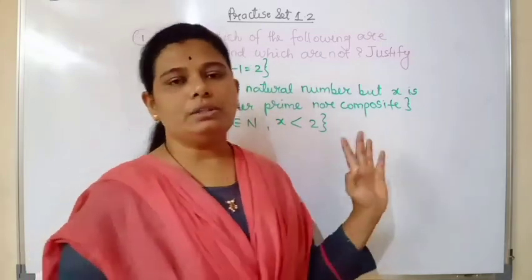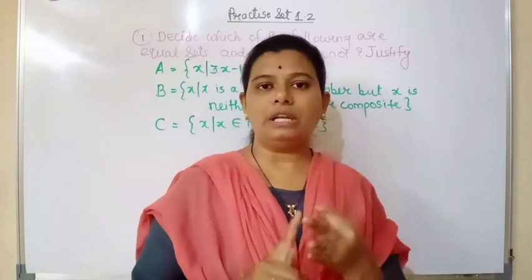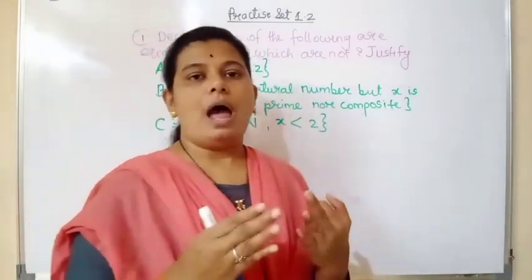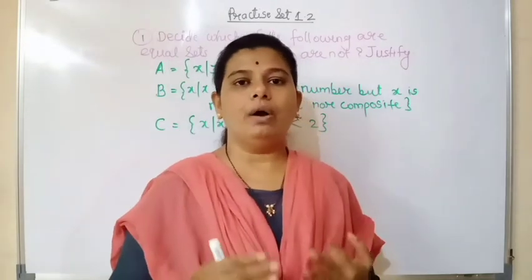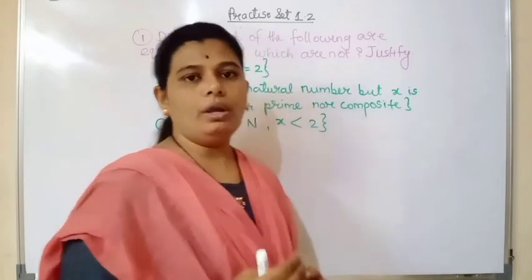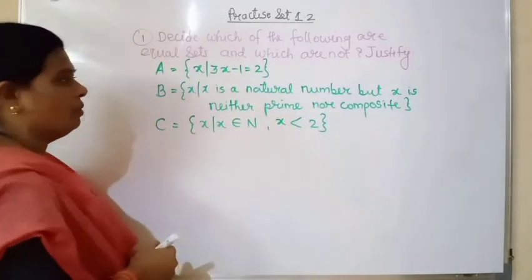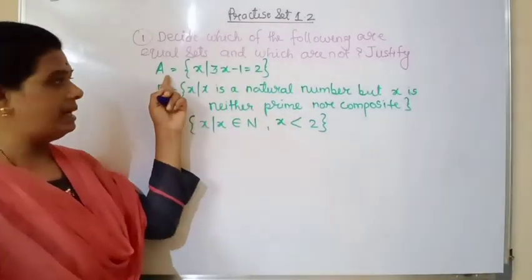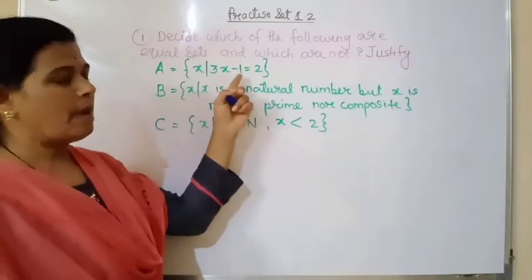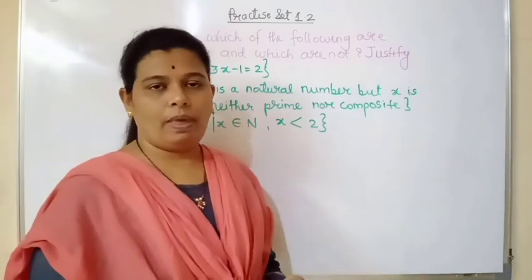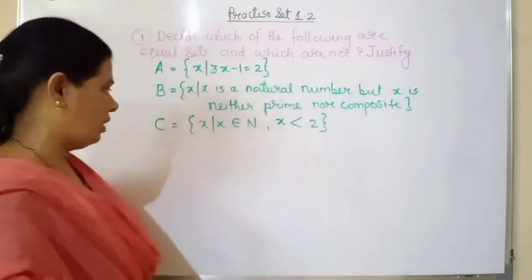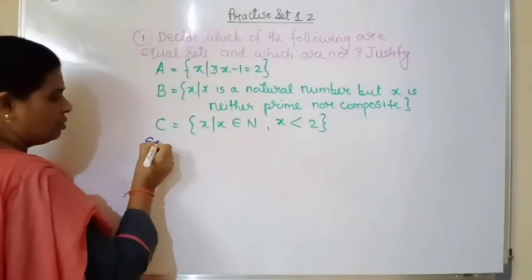Now here in this question they have given us three sets, which means we have to form three sets, and we have to justify whether these sets are equal or not. So we'll go through the question. Now what is given? A is the set of x such that 3x minus 1 is equal to 2. Now we have to frame or form the set A. So we will write the solution.